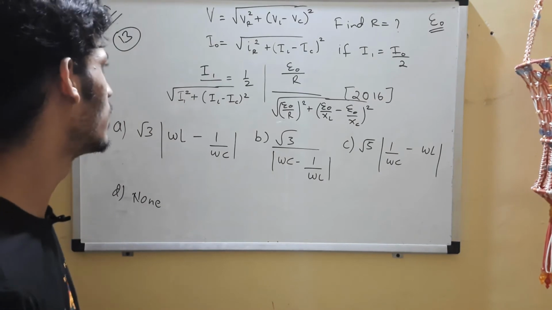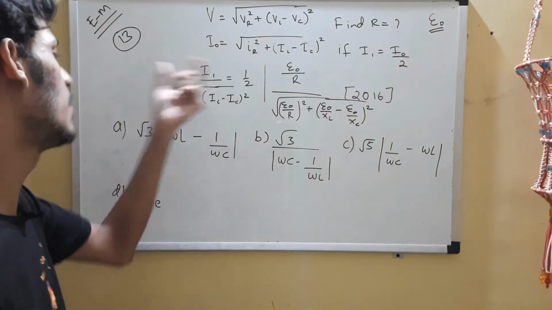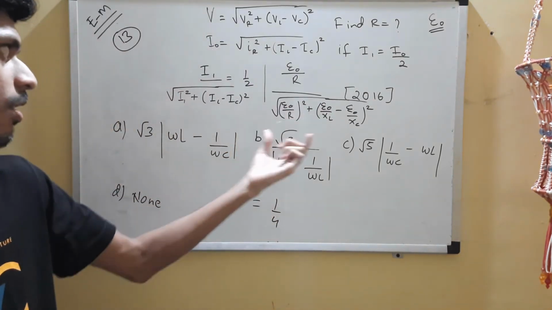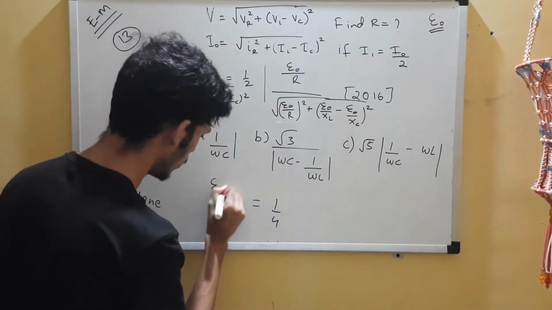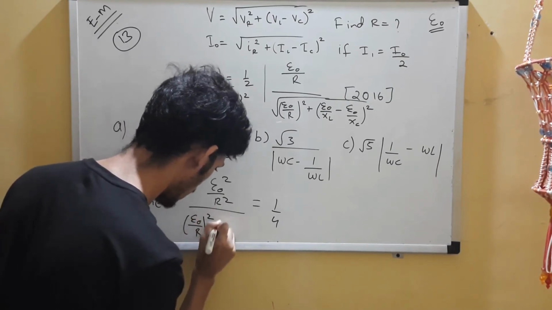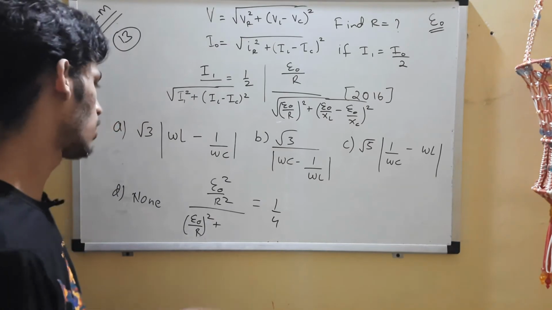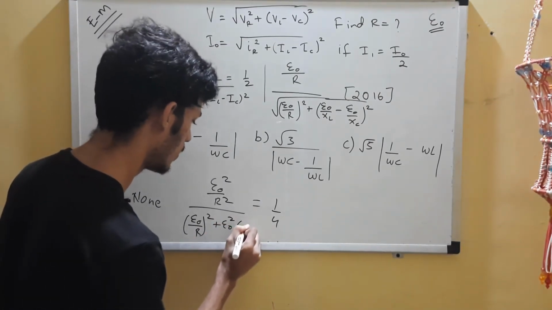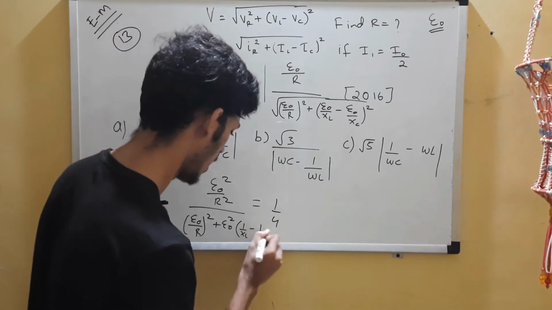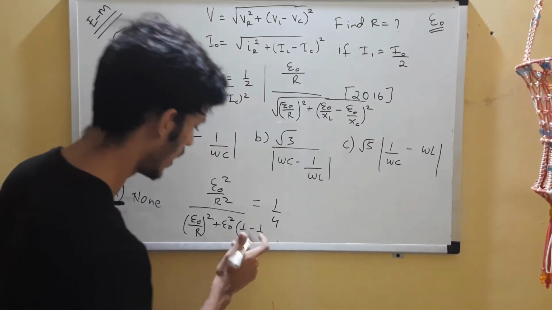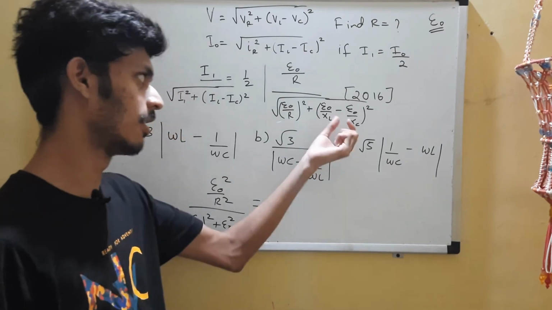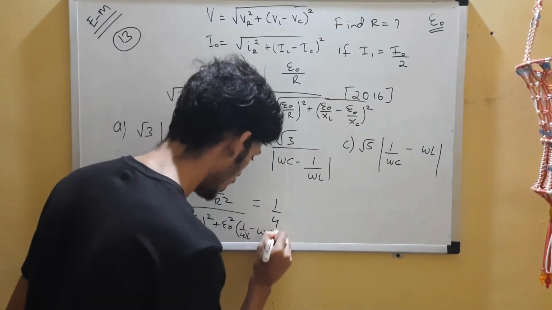So now let's simplify it further. This is equal to half. So what will we do? We'll square it on both the sides so that this root sign is not over there. Let's kill that root sign. So we have 1 by 4 on the other side, and when you square this, it will become E0 square by R square upon E0 by R the whole square plus E0. You can take this E0 common over here, E0 square, and write 1 upon XL minus 1 upon XC. Now you can write XL as omega L, and directly substitute over here, not wasting time. XC you can write as 1 upon omega C. Now 1 upon omega C will go on top, so omega C goes on top.